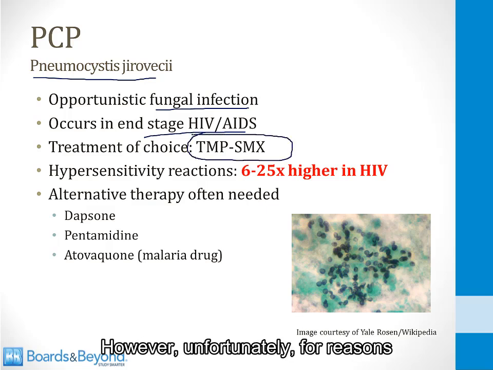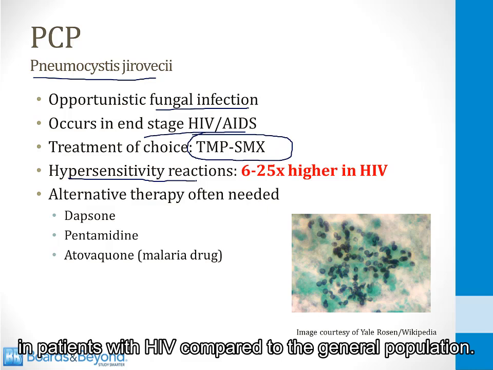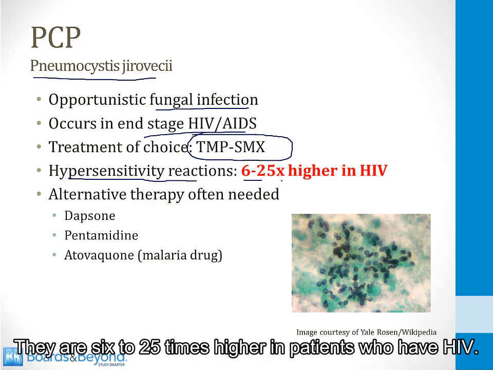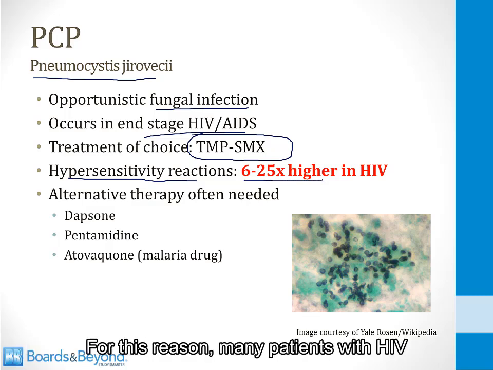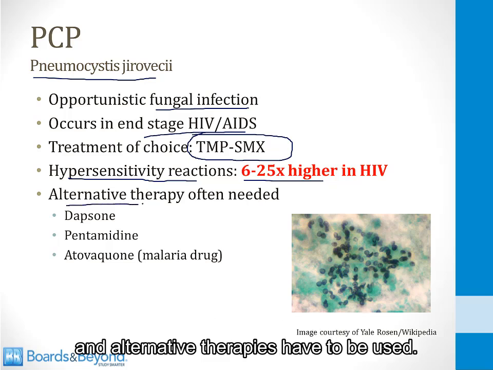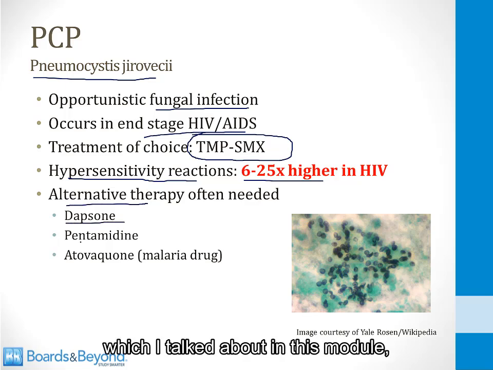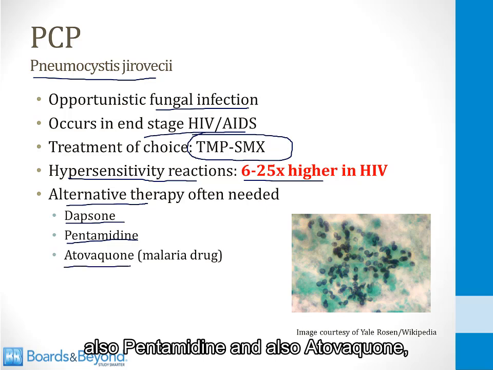However, unfortunately, for reasons that are poorly understood, hypersensitivity reactions are much more common in patients with HIV compared to the general population. They are 6 to 25 times higher in patients who have HIV. For this reason, many patients with HIV who have pneumocystis pneumonia cannot tolerate Bactrim, and alternative therapies have to be used. These drugs include dapsone, which I talked about in this module, also pentamidine, and also atovaquone, which is a malaria drug.